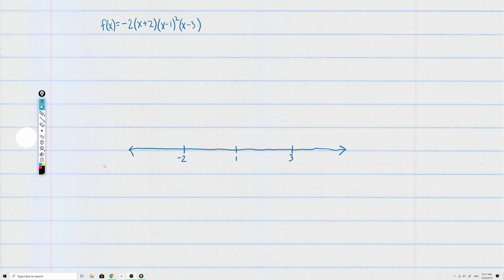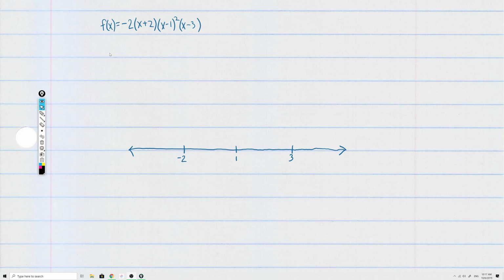Hi everybody, this video is about solving polynomial inequalities. Once you learn a little bit about polynomials, as in the previous video, how to factor them, how to find their x-intercepts, how to interpret their graphs, it's really easy to solve polynomial inequalities.